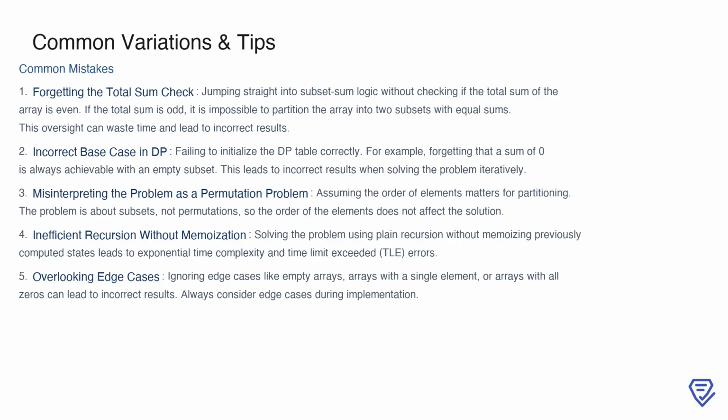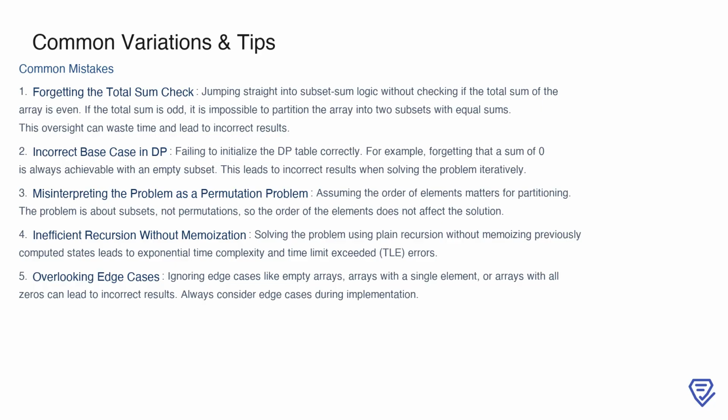Next, there's the issue of incorrectly initializing the dynamic programming table. A common oversight is forgetting that a sum of 0 is always achievable with an empty subset, which is a key base case. Without this, the solution will fail for certain edge cases. Another mistake is misinterpreting the problem as one involving permutations, where the order of elements matters. Remember, this is a subset problem, so the order of elements is irrelevant.